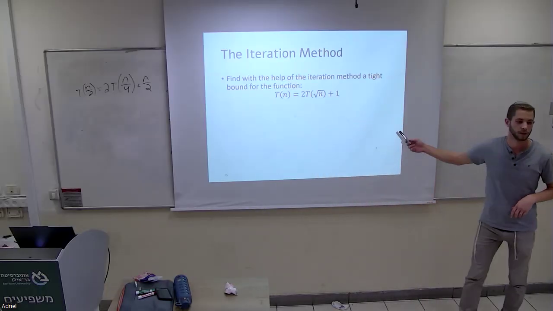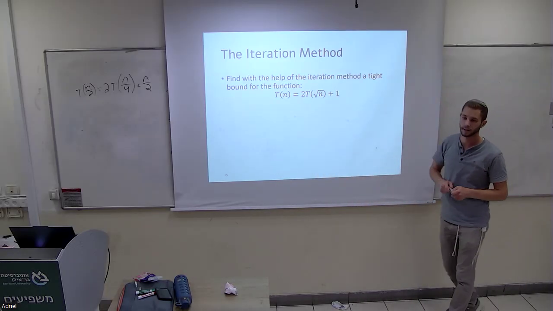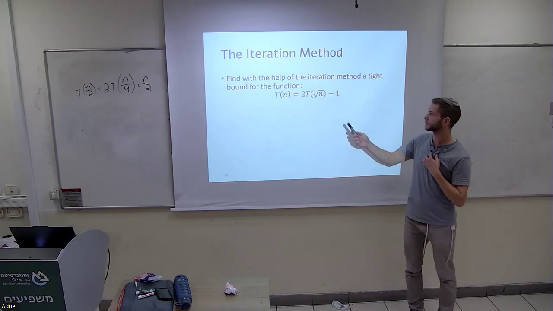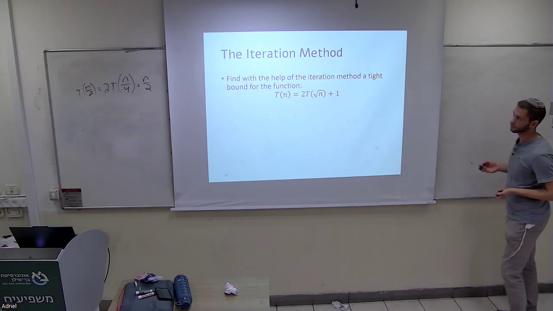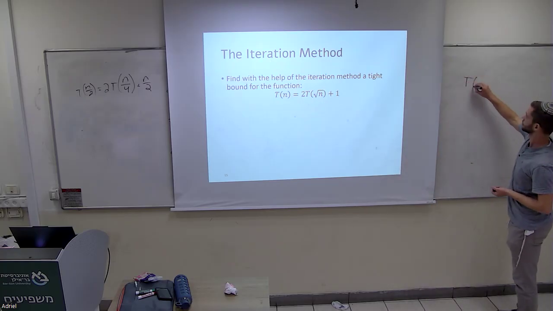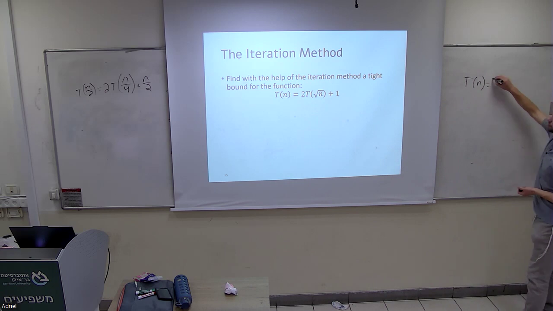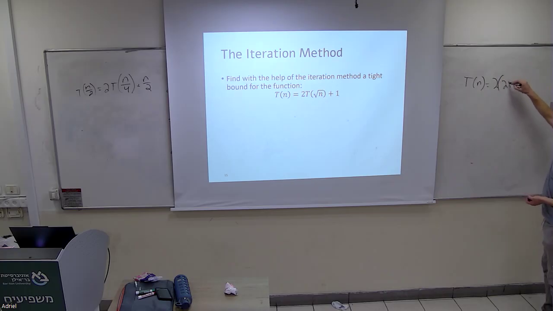Okay, so we're going to do it verbally. Ready? How do you start with the iterative method? Sammy, how do you start? You plug in the T of root n into that. Exactly. So you plug in the root n, right? So you get 2 times, and then in parentheses, now we have 2 times T of n to the 1/4.